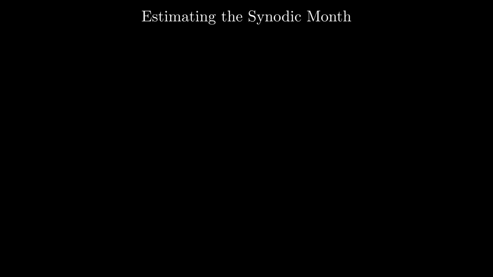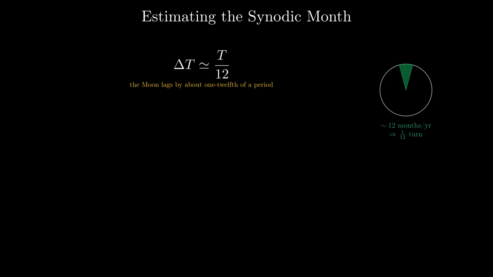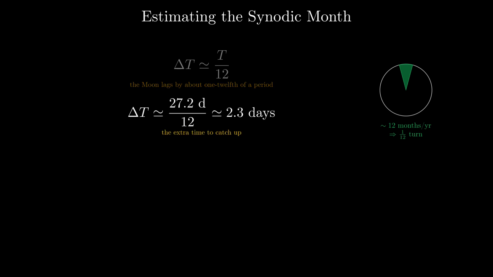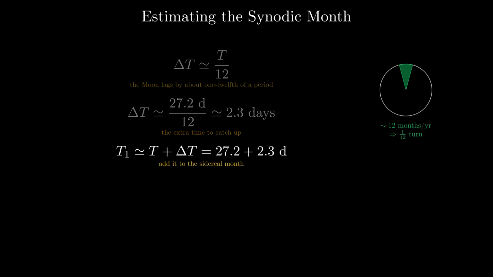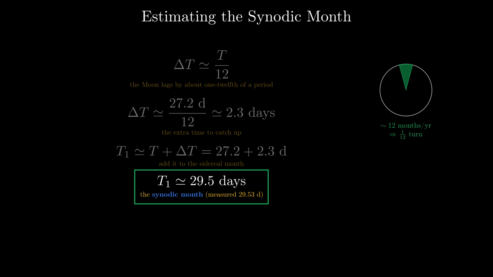We can estimate that extra time. There are about 12 lunar months in a year, so during 1 month the direction to the Sun shifts by roughly 1/12 of a full turn. The Moon must sweep that much extra to swing back opposite the Sun, and that takes about 1/12 of its period, the period divided by 12, which is roughly 2.3 days. Adding this to the sidereal month gives 27.2 plus 2.3, about 29.5 days. Right in line with the measured synodic month of 29.53 days.